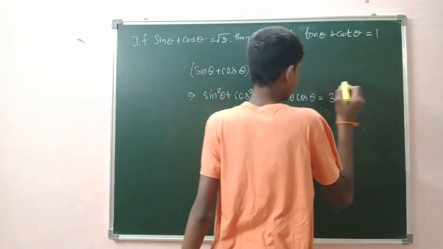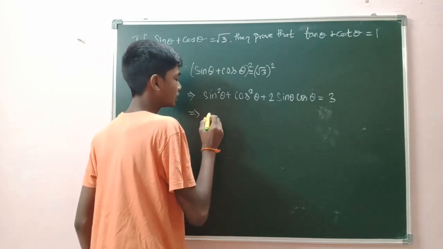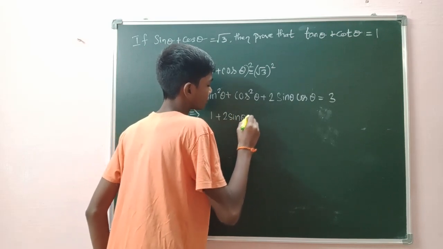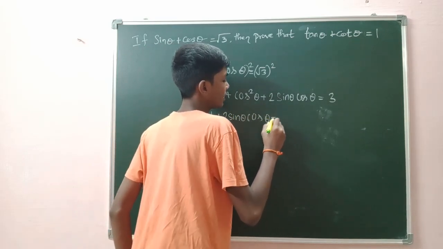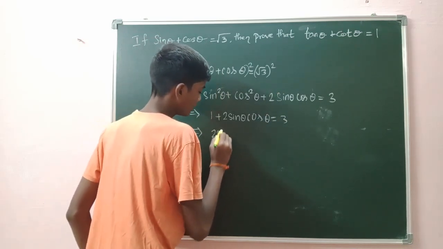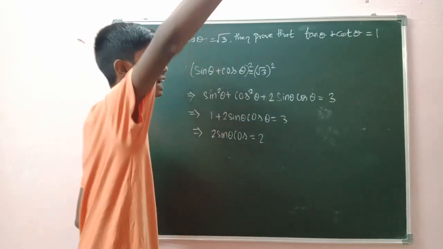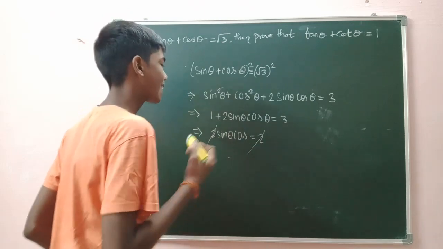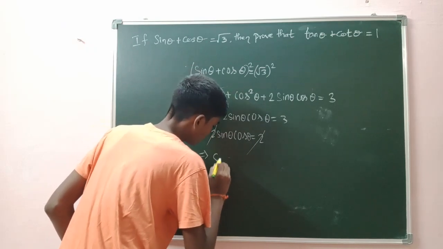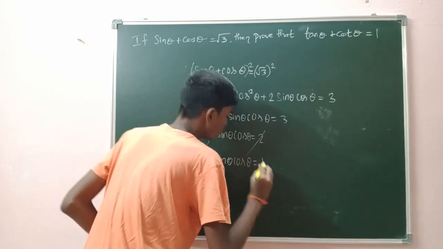Root 3 squared is 3. Okay, so now I can write the same expression as sin square theta plus cos square theta is equal to 1, Pythagorean identity, then plus 2 sin theta cos theta is equal to 3, which implies that 2 sin theta cos theta is equal to 2 by taking 1 to the RHS. Therefore, this 2 I can cancel out. From this, I got to know that sin theta times cos theta is equal to 1.